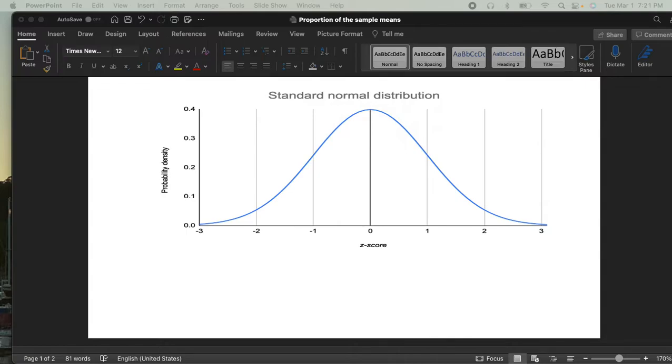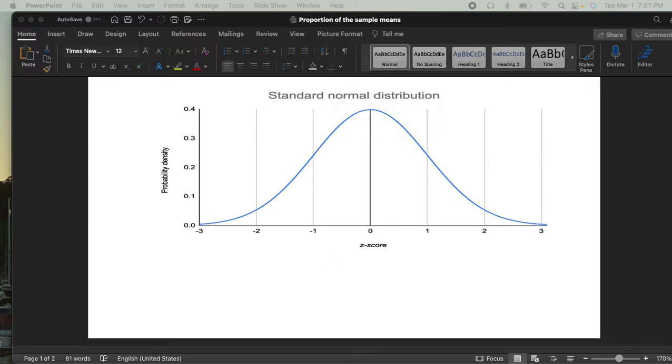The first thing we need to do is realize that this is symmetrical. So we can subtract 95 from 100, and that'll give us 5%. We have 5% split between the two sides, so we have to divide the 5% by 2. That'll give us 2.5.